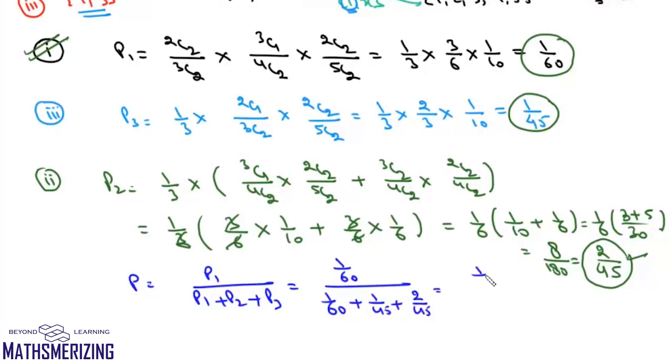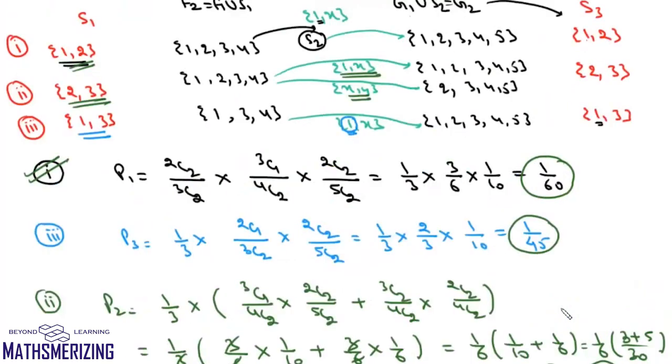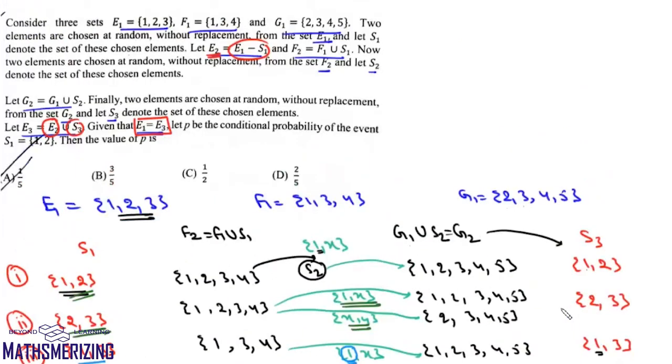So this is 1 by 60. Now this is 1 by 60. Now this is 3 by 45 and 3 by 45 is 1 by 15. Now this is 4 by 60. So this probability will be 1 by 5. So the value of this conditional probability is 1 by 5 and that's your option A.